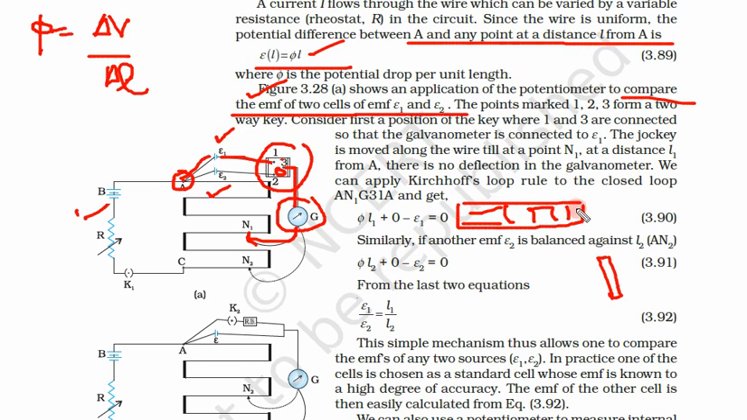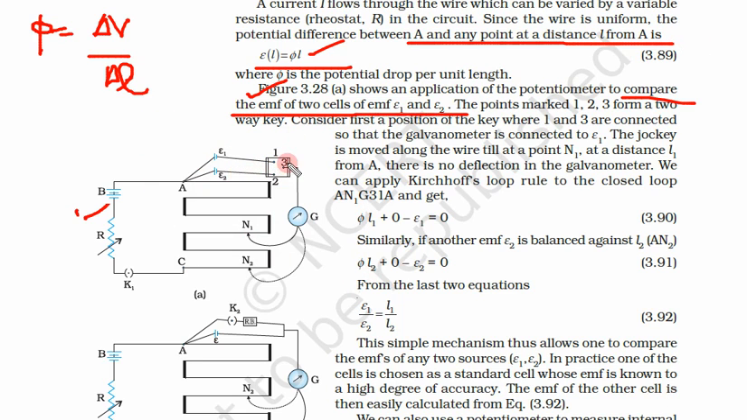In the two-way key, if we insert the key in the first gap, gap 1, then 1 and 3 are connected and the circuit is complete. If we remove the key from the first gap and put it into gap 2, then 3 and 2 are connected. So this is called a two-way key. Similar to a one-way key, there are two gaps, and only one gap is connected at a time. So either we can connect 1 and 3 or we can connect 2 and 3. 3 is common, and 1 and 2 can be changed depending on whether we want to use the first cell or the second cell.